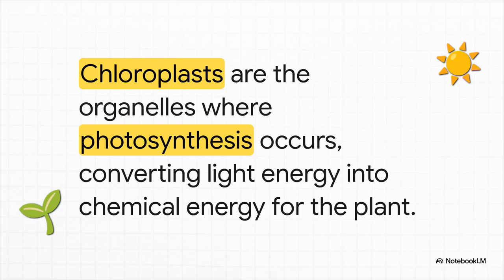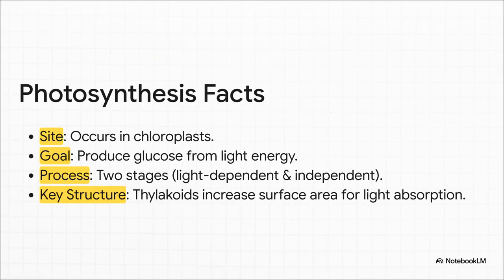You only find these in plants and algae, and you can think of them as the cell's own personal solar panel factory. Its internal structure, with those neat stacks of discs called thylakoids, is perfectly engineered to capture as much sunlight as possible. The whole process happens in two main stages.